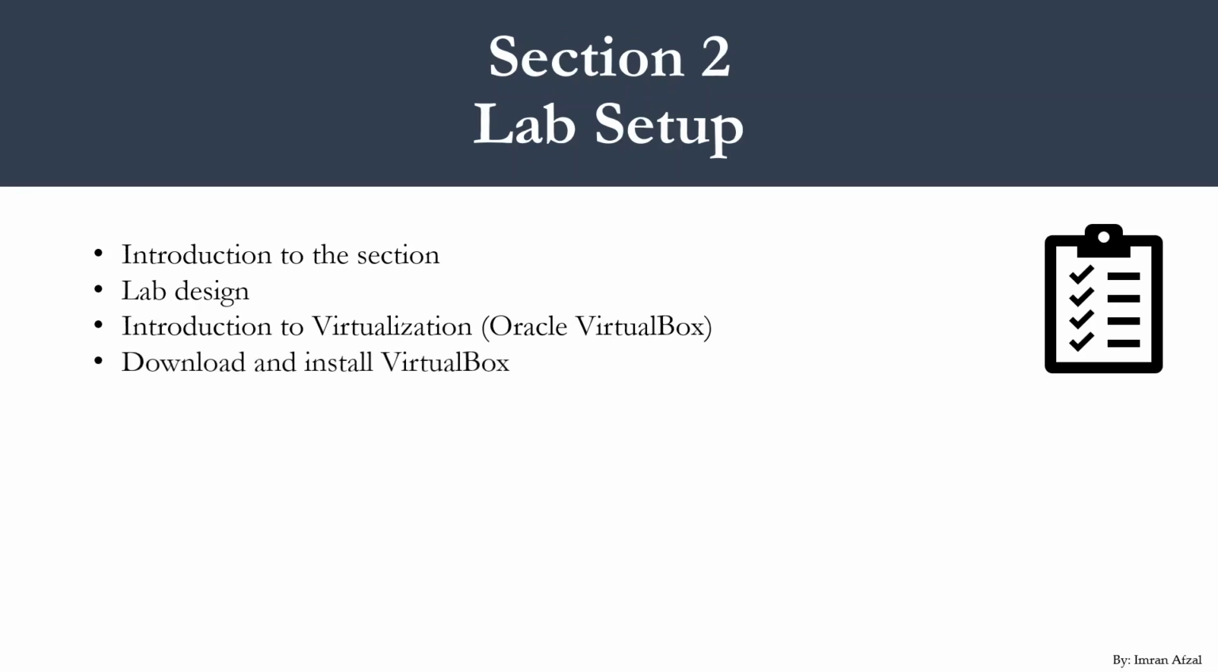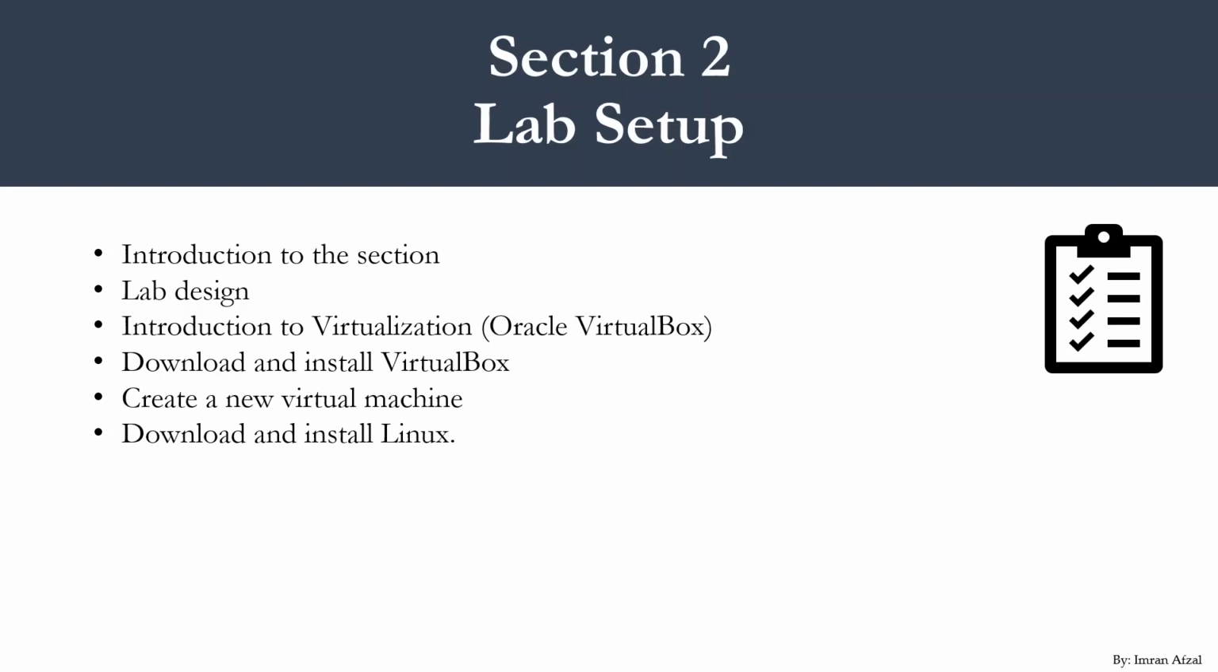Then we'll download and install Oracle VirtualBox. VirtualBox is a virtualization software. You could either go with VirtualBox or VMware Player, which is also an open source, free virtualization software that you could use. Then we'll create a new virtual machine once we have the virtualization software. And the last one is downloading and installing a Linux operating system where we could practice our troubleshooting steps.